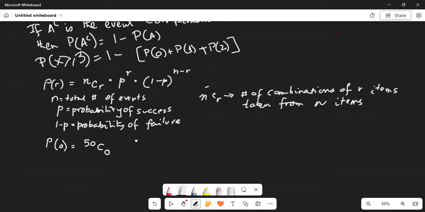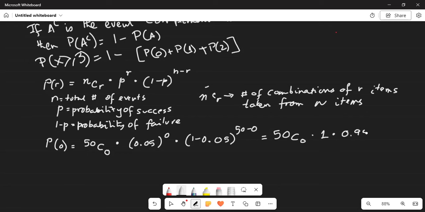So this will be 50C0 multiplied by the probability of success in this case, 0.05 raised to the power of 0, multiplied by 1 minus 0.05 raised to the power of n minus r, which is 50 minus 0. So it is 50C0, combination of 0 items taken from 50 items, multiplied by 0.05 raised to the power of 0, which is 1, multiplied by 0.95 raised to the power of 50. And that is equal to, we will use the calculator.